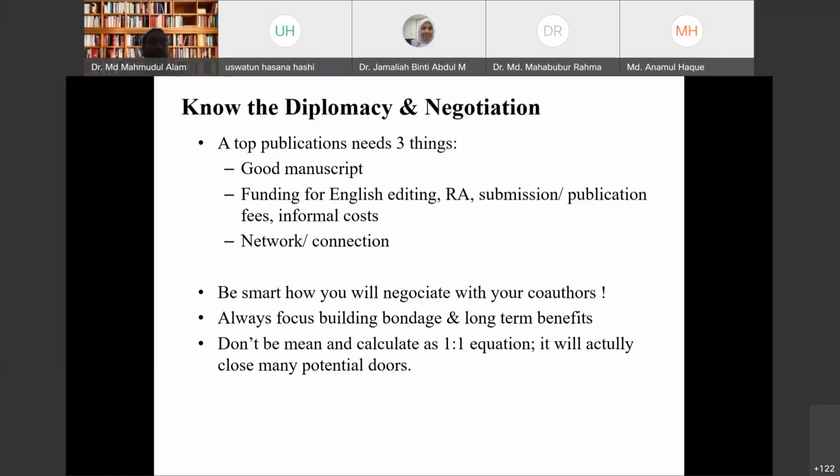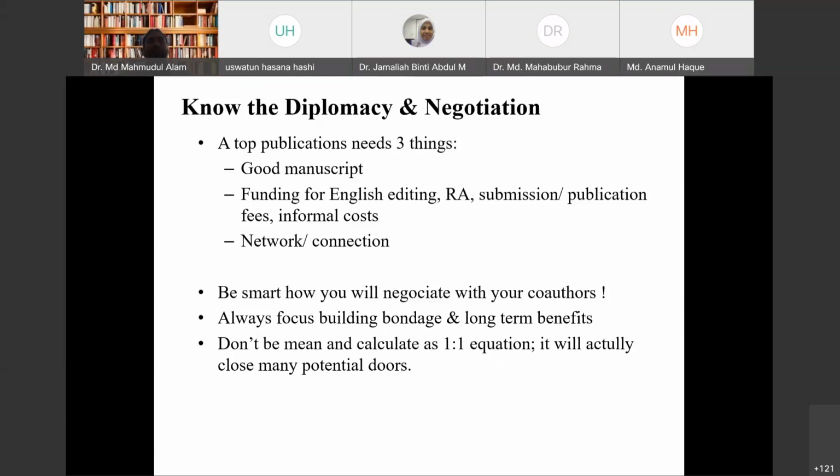And on average, if you want to publish, you need to spend 1,500 ringgit minimum. On average, my expenditure, I'm telling you, is around 1,500 per article, just for English editing, for RA fees, or if I go through a conference or a special issue, anything. But if you go for fee-based publication, that's huge, $2,000, $2,500. Find the network.